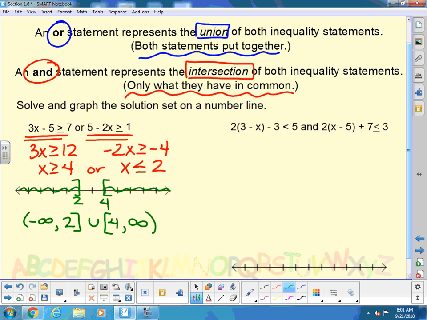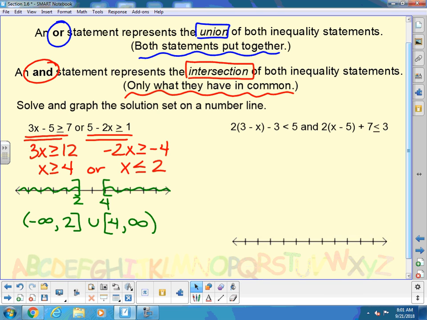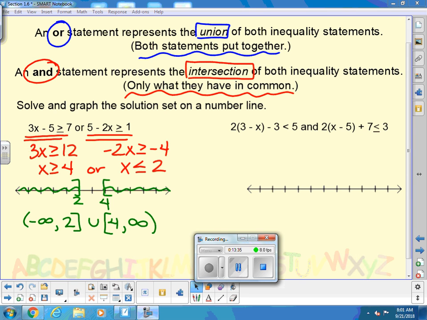I want you guys to try the and statement. Only difference is when you graph on the number line, the only thing you want to graph is what the two inequalities have in common. So if you need to, you can do two smaller number lines first, and then only graph on the final number line where they would overlap. That's really your solution area for the and statements. Okay? So I'll give you a minute. Go ahead and try it.